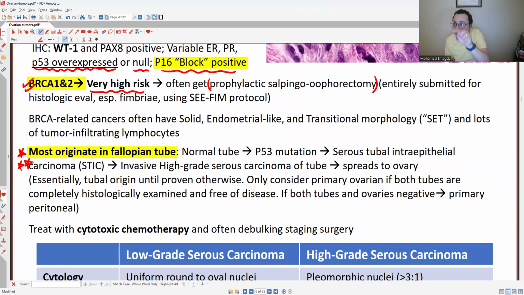Because if you see the high-grade serous cells sitting there in the fallopian tube, this is called STIC. STIC means serous tubal intraepithelial carcinoma. This STIC carcinoma is actually high-grade serous carcinoma of the fallopian tube, and it usually makes its way to the ovary and makes its way sometimes to the endometrium. So always the origin here is the fallopian tube.